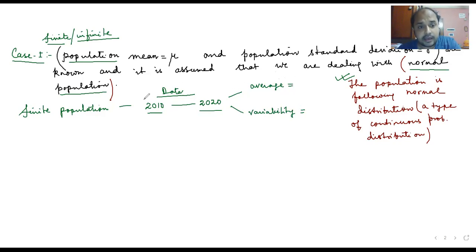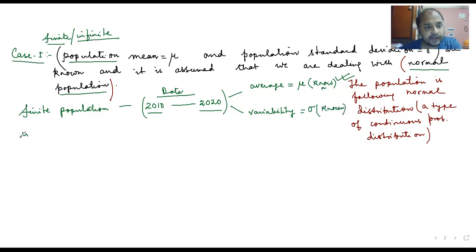Now we can call this particular data from the year 2010 to 2020 a population, and that population is a finite population, obviously. Suppose that average value is mu and the standard deviation is sigma. So from our past experience, we can say that this mu is known to me and that sigma is also known to me.